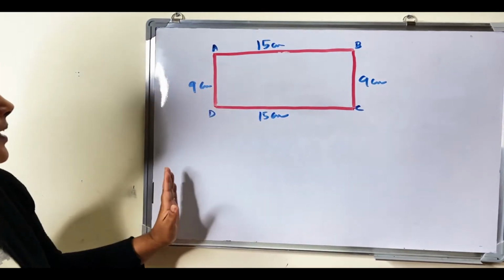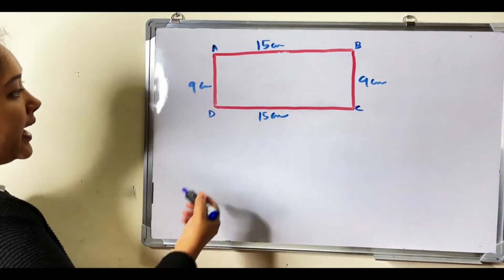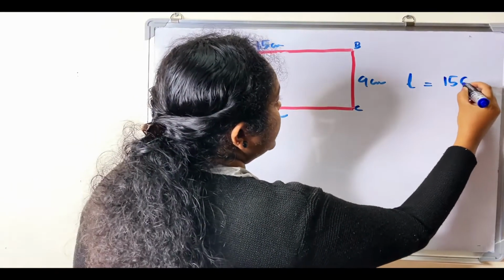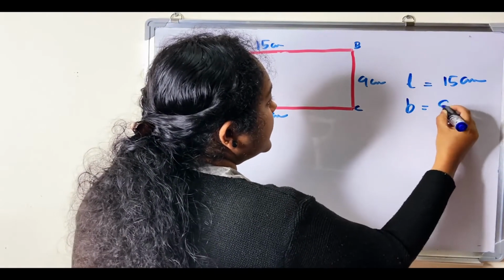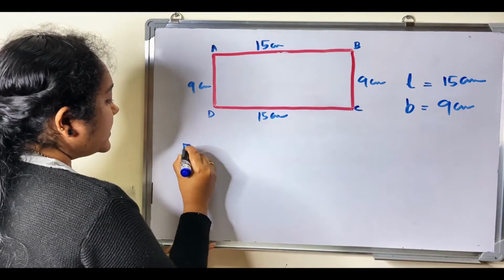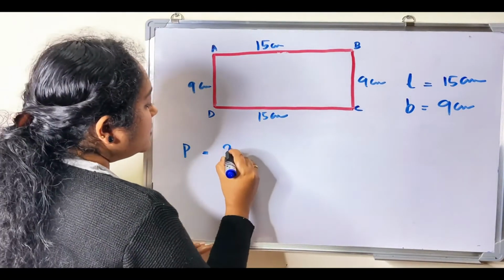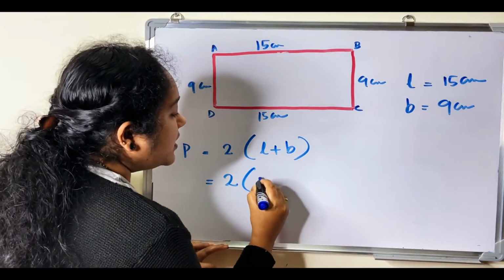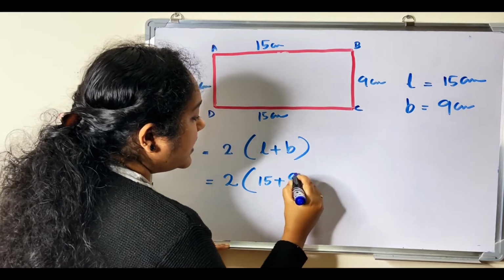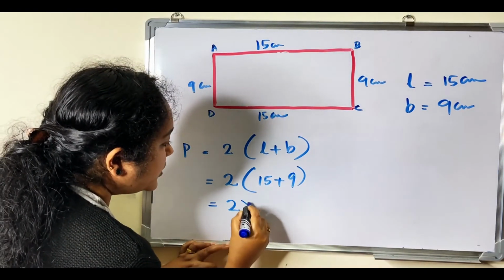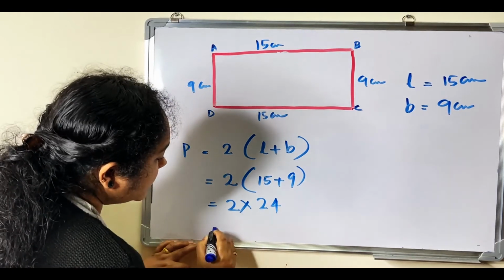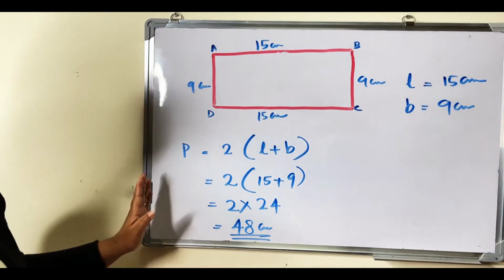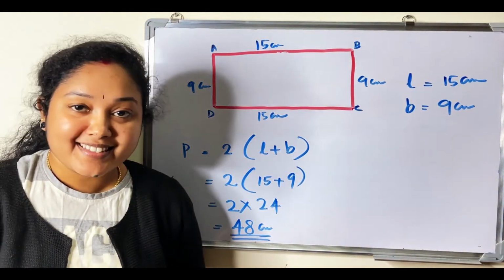First example: the perimeter of this rectangle ABCD. L, the length, is equal to 15 cm and breadth is equal to 9 cm. So the perimeter of the rectangle ABCD is equal to 2 into L plus B. That is equal to 2 into 15 plus 9. That is equal to 2 into 24, equal to 48 cm. So the perimeter of the rectangle ABCD is equal to 48 cm.